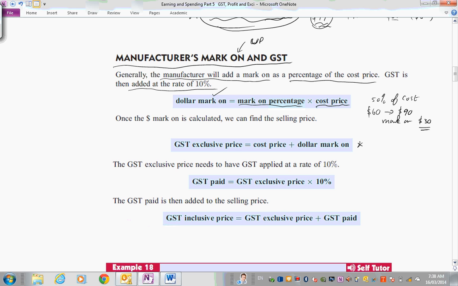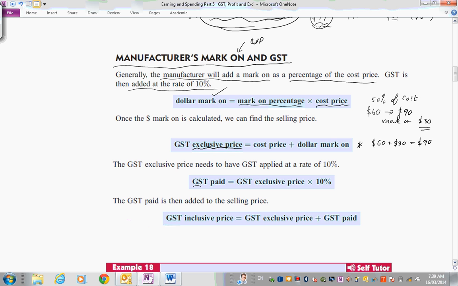GST exclusive price, therefore. So what are we going to do? It's going to be the cost price plus the $30, which is $90. So it's not hard maths, just keep your wits about you. Now, that's the GST exclusive price. That's not with the GST added, okay?